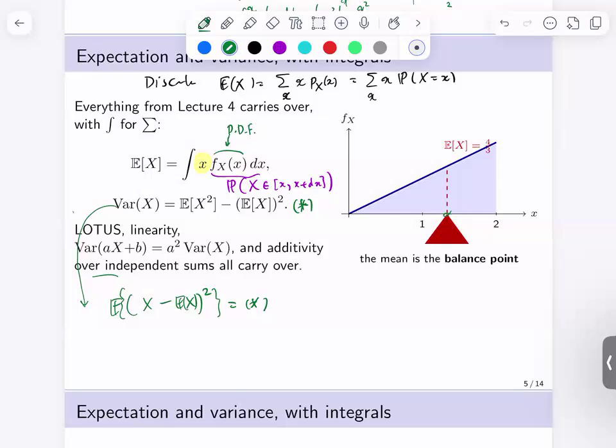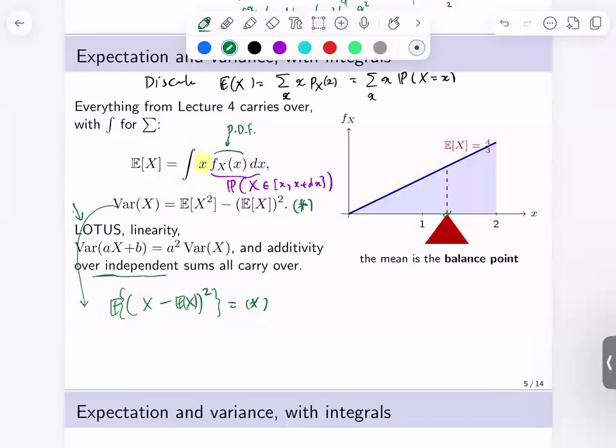So all the properties that we discussed will carry over: the law of the unconscious statistician, the linearity of expectation, and this result about the variance, that the variance of aX plus b is equal to a squared times the variance of X. Additivity of the variance over independent sums also carries over. And the fact that the variance is not additive in general also carries over. So the only thing that potentially you have to worry a little bit about is the independence.